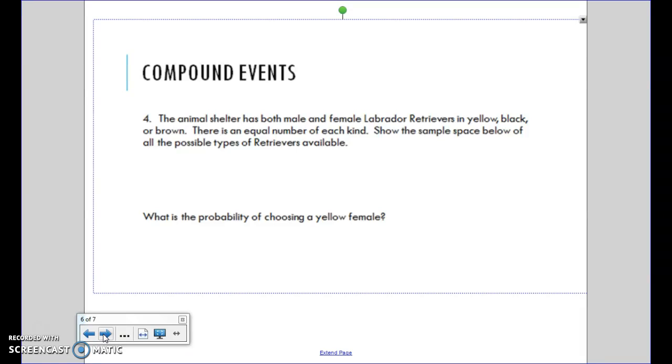Finally, it says the animal shelter has both male and female Labrador retrievers in yellow, black, or brown. So after I read that first sentence, I am going to abbreviate M, F, and we could have yellow, black, or brown. Okay. There's an equal number of each kind. Show the sample space below of all the types of retrievers available.